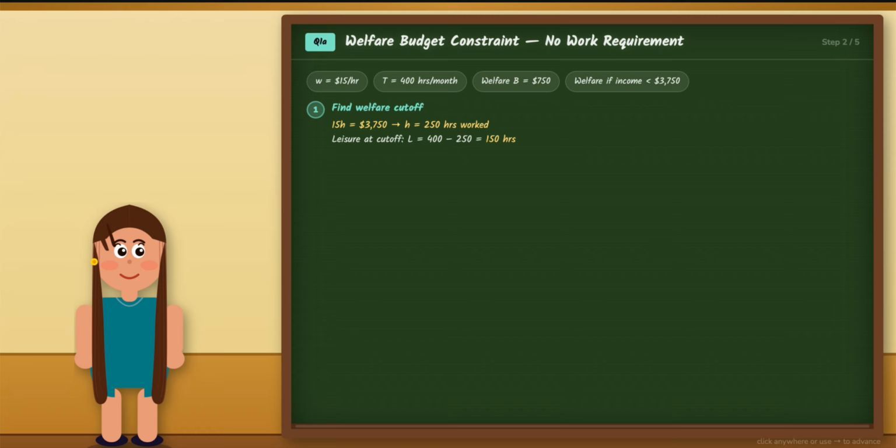To draw this graph correctly, I first need to find where the welfare cutoff happens in terms of hours worked. I set 15 times H equals $3,750 and solve. That gives me H equals 250 hours worked. Converting that to leisure, L equals 400 minus 250, which is 150 hours. And at the kink point, her total consumption is 15 times 250, plus the $750 welfare benefit. So in total, that makes it $4,500. That is our key kink point.